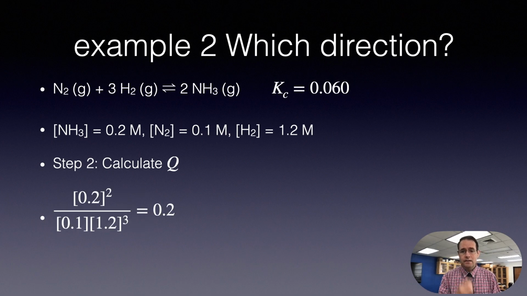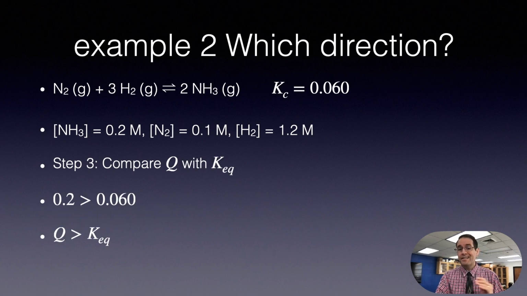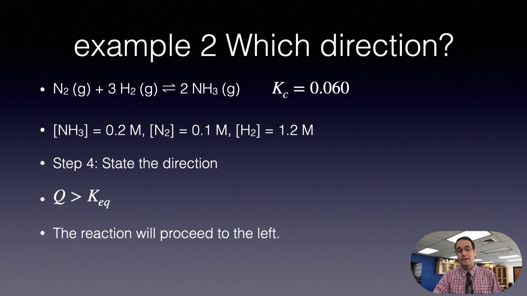And what I get here on my calculator is 0.2 when I round it off to one significant figure, okay? Now it doesn't matter because 0.2 and 0.060 are very different. Now remember, what we want to do is compare the Q with K. In this case, our Q was calculated to be 0.2, which is greater than 0.060. So what this means is that Q is greater than KEQ. We know that now we can state the direction of the reaction. The reaction will proceed to the left, okay? And don't just write left on your worksheets. Probably write a full, complete sentence, okay?